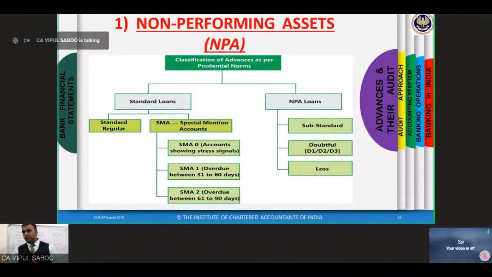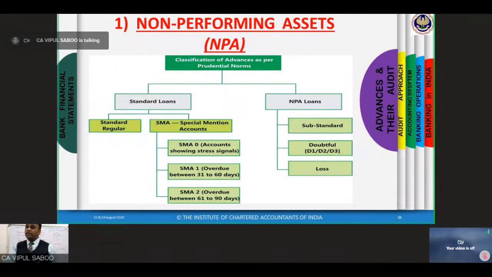Some regular accounts start showing some stress signals. There were one or two irregular payments. The payments were 1 or 2 days late, or the payments were not of the desired amount which was fixed. So these show some stress signals. So the auditor has to classify them as SMA. Those which show very little stress, just the start of non-performance, are known as SMA 0 accounts.